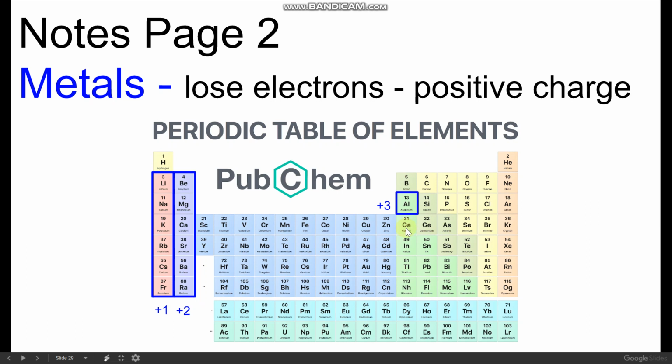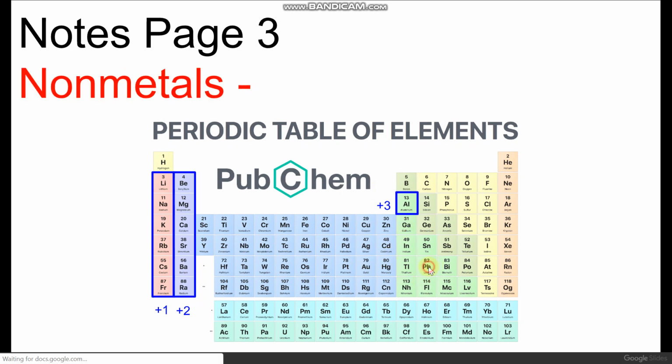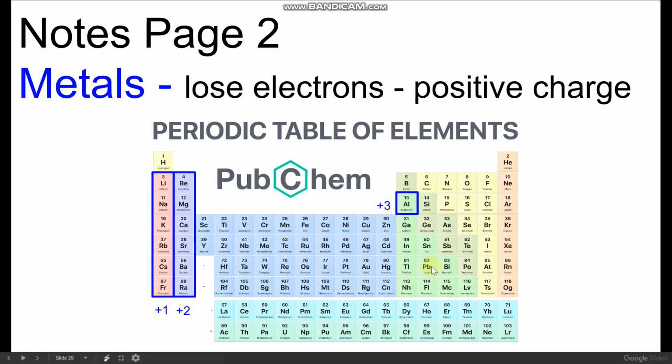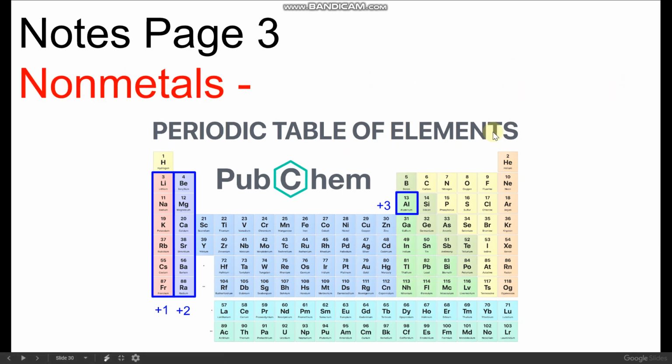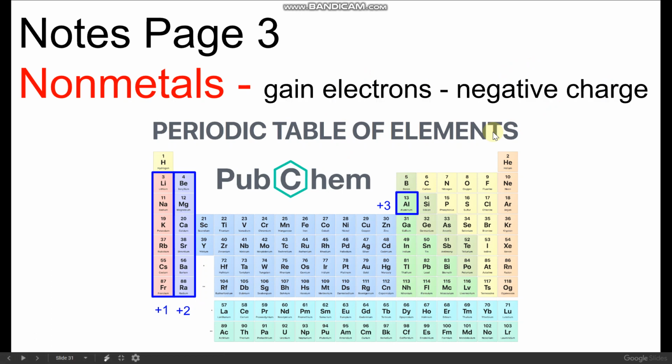So that's it for the metals that you're going to need to know the charges of. Next, we're going to start looking at nonmetals. And so remember that metals lose electrons and have a positive charge, and so nonmetals are just going to be the opposite. They're going to gain electrons and have a negative charge. Right? So nonmetals gain electrons and have a negative charge.